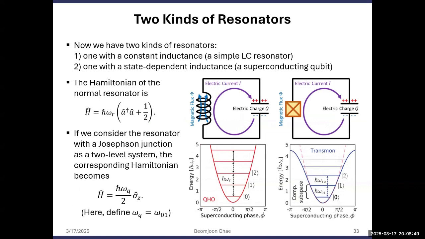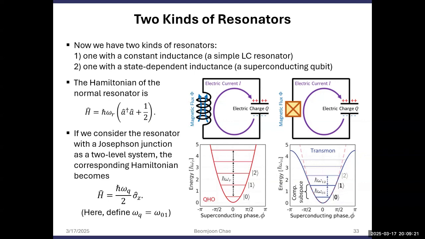Anyway, that means we have two kinds of resonators. One is just a normal LC resonator, and the other one is the LC resonator with a Josephson junction. The first one is just a normal LC resonator following dynamics similar to a quantum harmonic oscillator. Then the Hamiltonian of the normal resonator is going to be like this.